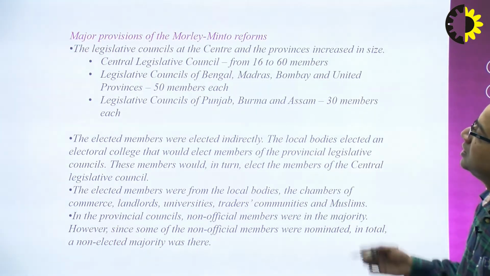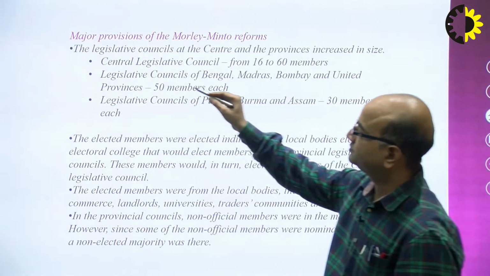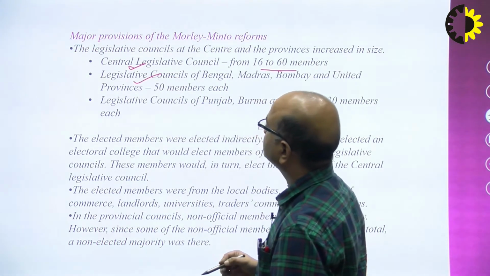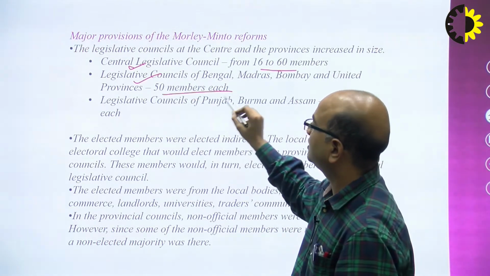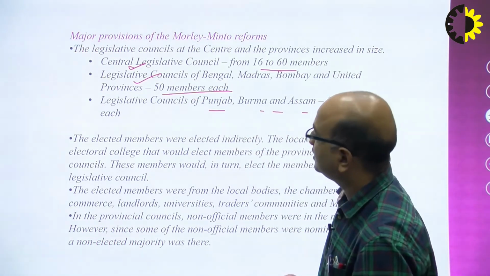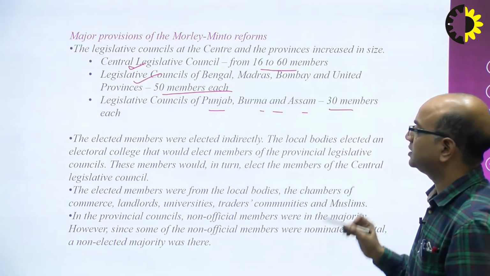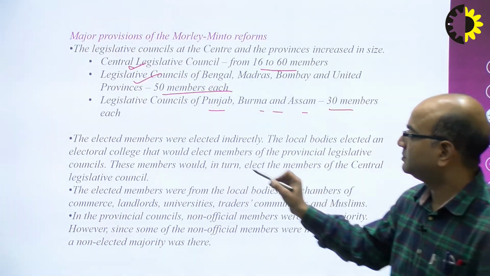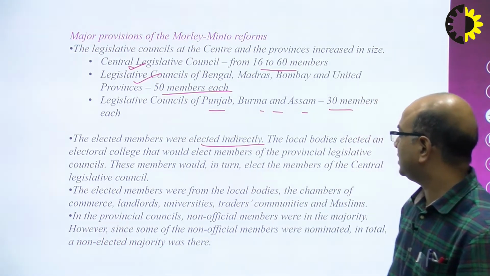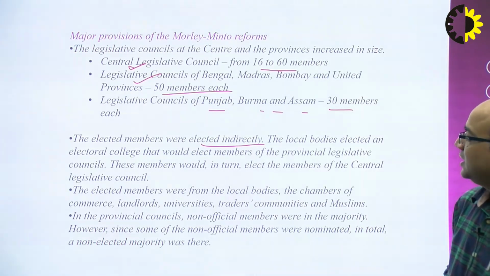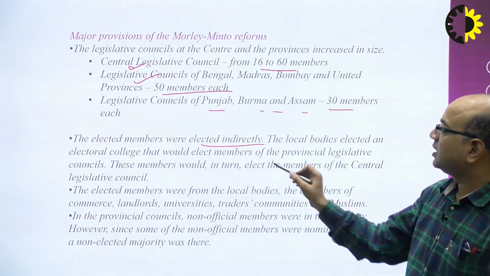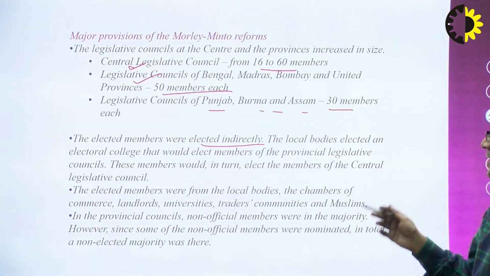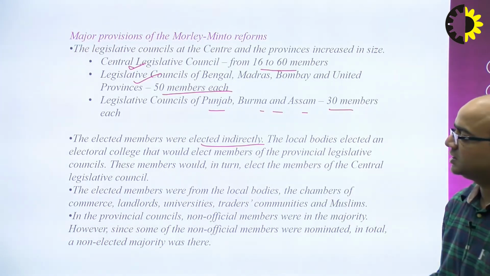Then in the major reforms at the central level, the number of members increased. For the Legislative Council, the number of members was again increased, and in these three legislative councils as well, 30 members would now be appointed. The elected members were indirectly elected: local bodies elected an electoral college, which would elect members of the provincial legislative council, and these members would in turn elect the members of the central legislative council.